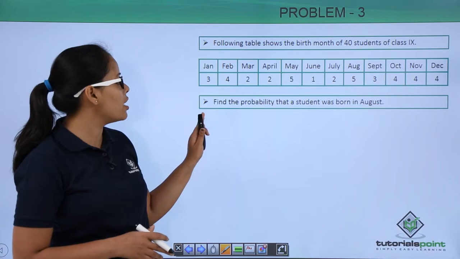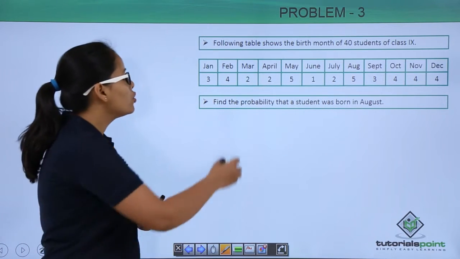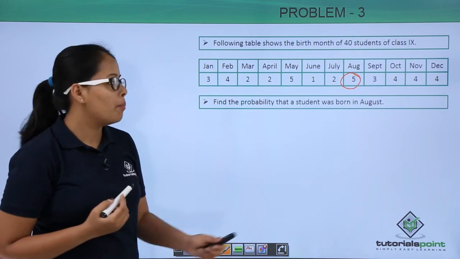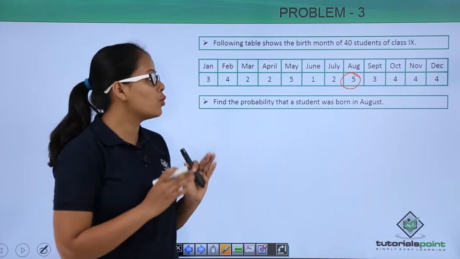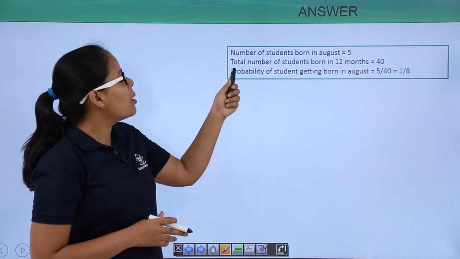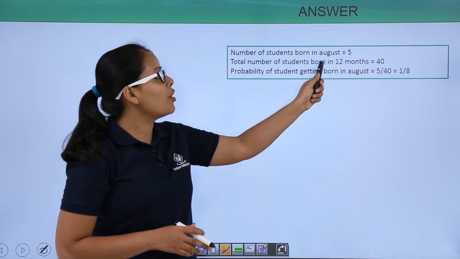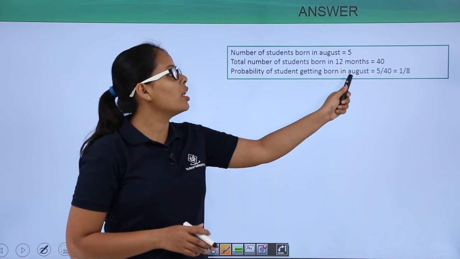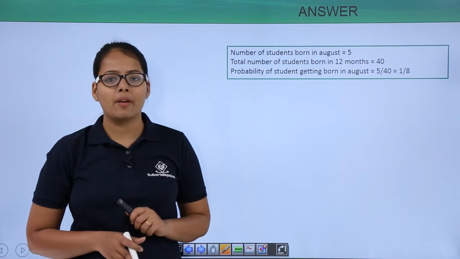Now the question asked is, find the probability that a student was born in August. So the probability of a student born in August will be 5 divided by 40, because how many students were born in the month of August? 5. And the total number of students is 40. So probability will be the number of students born in August, 5, over the total number of students born in 12 months, which is equal to 40. So the probability of a student being born in August will be 5 by 40. This will give you the probability of 1 by 8.